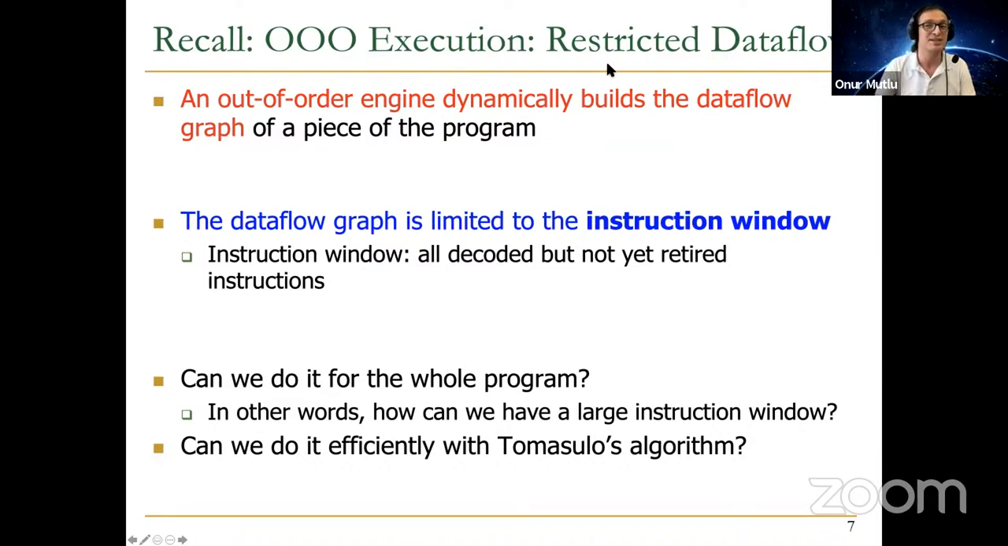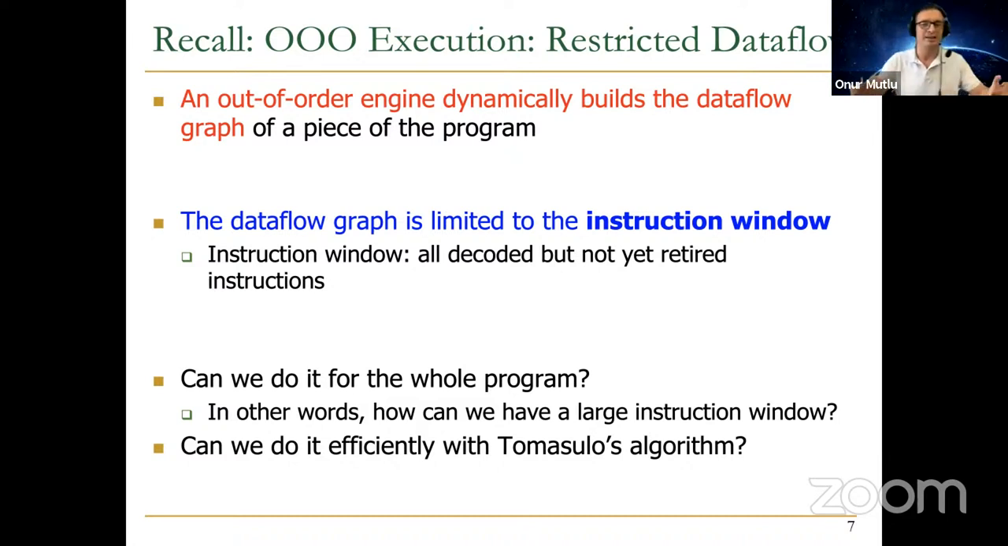Out-of-order execution is a restricted data flow paradigm, let's say. An out-of-order engine dynamically builds a data flow graph of a piece of the program. And that piece, that data flow graph that the out-of-order execution engine builds and executes, is limited to the instruction window. We defined this also in previous lectures. The instruction window is really all decoded but not yet retired instructions. And by looking at the instruction window, the reservation stations, the reorder buffer, and the register file, of course, as we have done, you can basically reconstruct the program mostly.